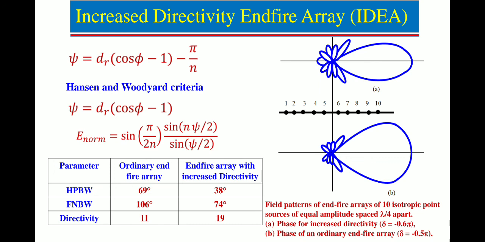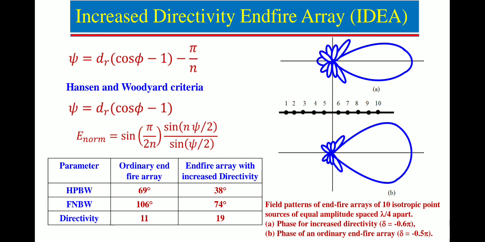So if we consider the parameters here, for the ordinary end fire array and the end fire array with increased directivity, then SPBW is equal to 69 degree, and for the increased directivity end fire array 38 degree. FNBW is equal to 106, and here for the increased directivity end fire it is 74 degree. Directivity will be 11, and directivity will be 19 for the increased directivity end fire array. So how the directivity is increased, we can see in this figure.